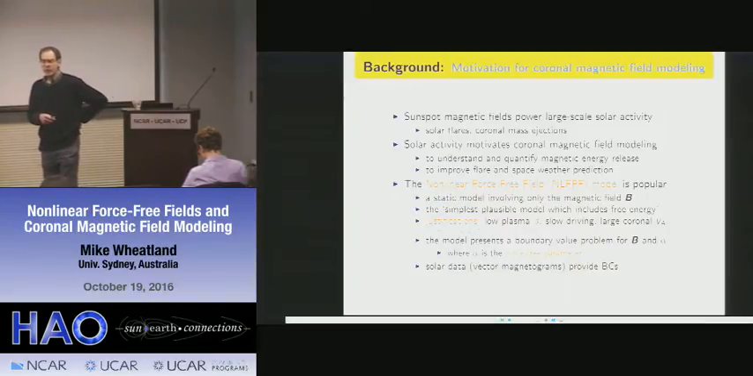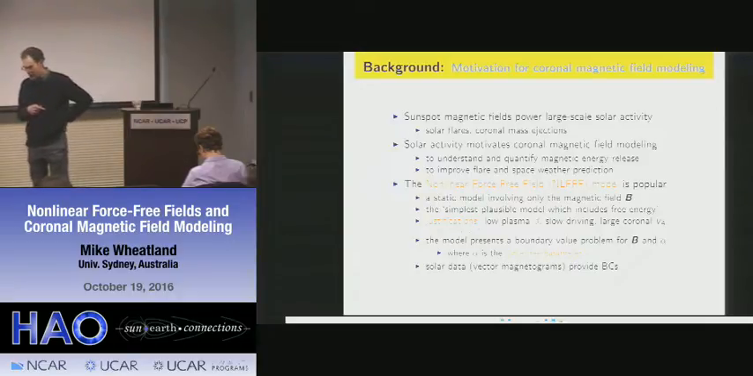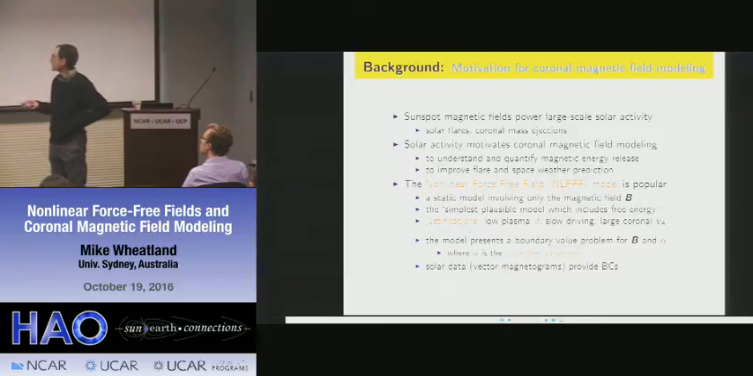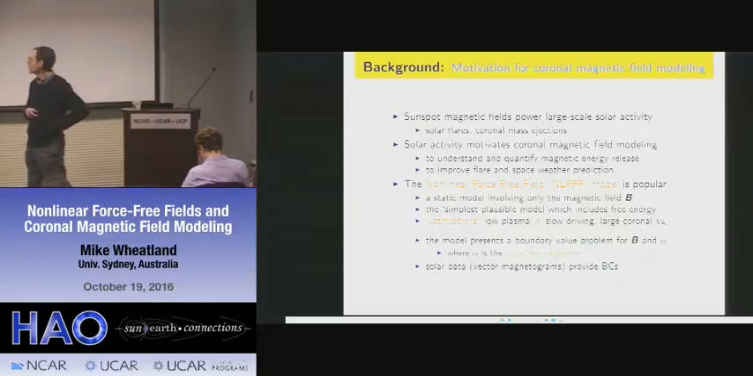So the nonlinear force-free model provides one approach, one model that can be used to represent the magnetic fields in and around sunspots. It has become popular, so it is used quite widely now. It's a model involving only a magnetic field that's not time dependent, so it's static, involving just the magnetic field B, so it's simple in that way. You can consider it as the simplest plausible model that contains free magnetic energy. You can justify it in a variety of ways, and people do.